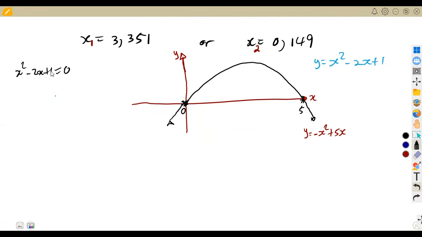Then can this be factorized? We've got factors of 1 which will give us a -2. That will be -1 and -1. -1 by -1 is +1, then -1 plus -1 is -2. So x is going to be equal to 1, or x is equal to 1. So it's just at the same point.